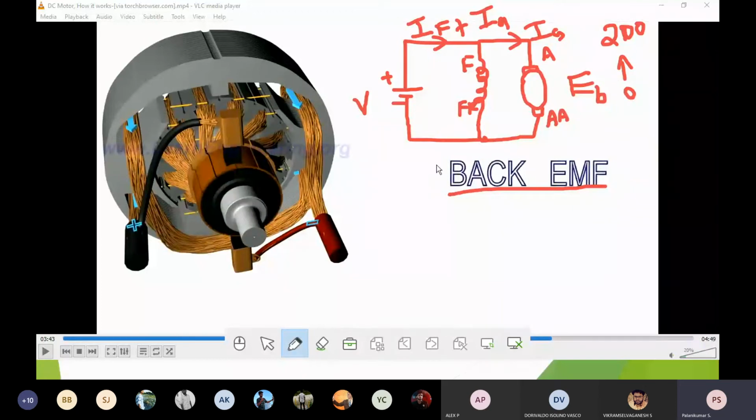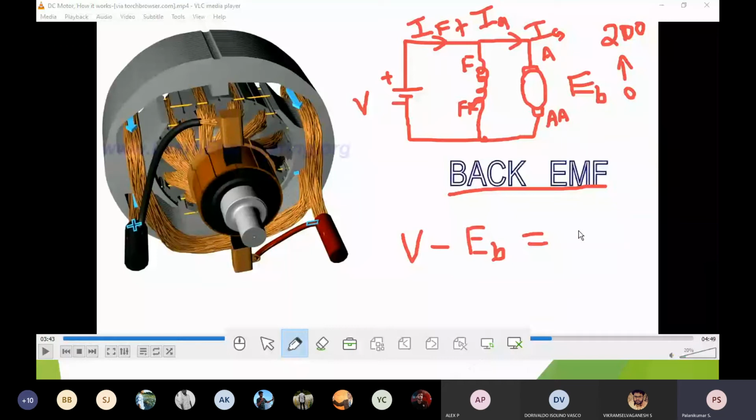It is naturally happening. According to Lenz's law, the induced EMF, the back EMF, opposes the cause. The cause is the supplied voltage, so automatically the back EMF opposes the voltage. As a result, the terminal voltage minus the back EMF is the only thing deciding the current.